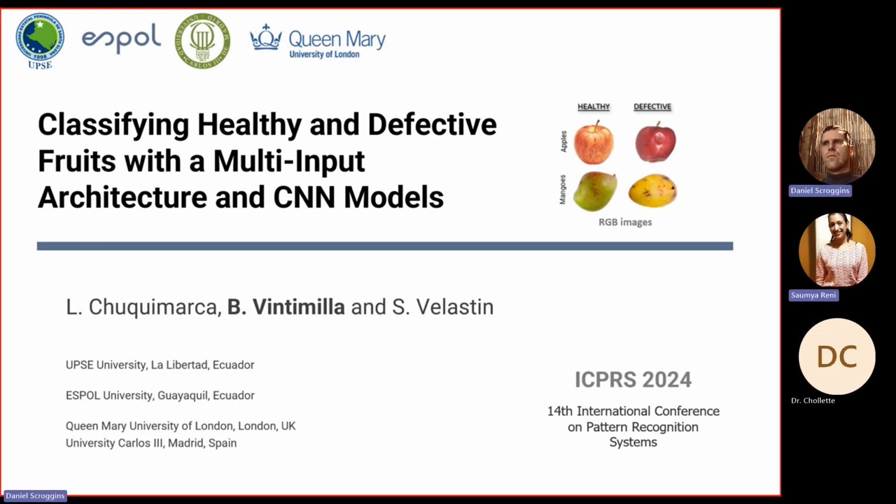Well, this work is one extension of the previous work that we presented in a previous conference. The idea is to detect healthy and defective fruits, in this case using apples and mangoes. In this new presentation, we propose classifying healthy and defective fruits, but using another type of architecture, that is a multi-input architecture, and using CNN models. This work has been done in collaboration with Luis Chuquimarca and Professor Sergio Belastini.